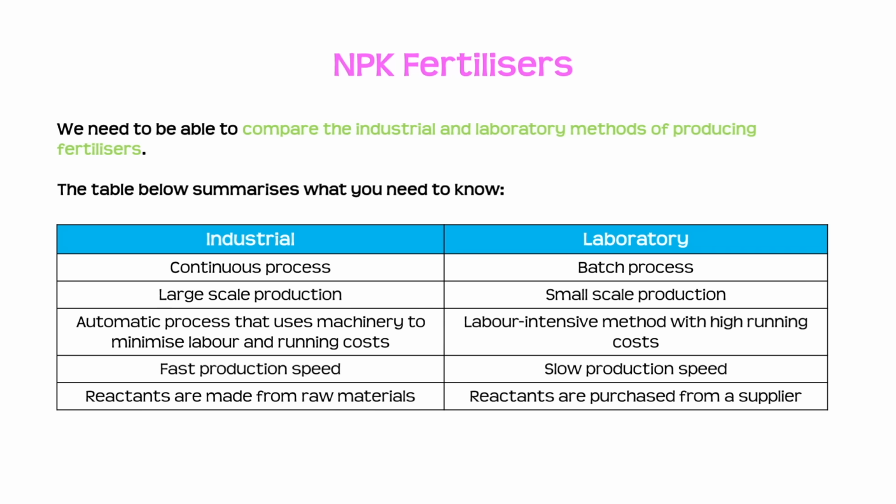Finally, industrially, reactants get made from the raw materials. Because this has been done on such a large scale, we can make everything from the raw materials, which in the end makes it much more cost effective. However, in the lab, we don't do this. We instead purchase the reactants from a supplier. So that's our general comparison, and this is true throughout chemistry of things made industrially versus in the lab.